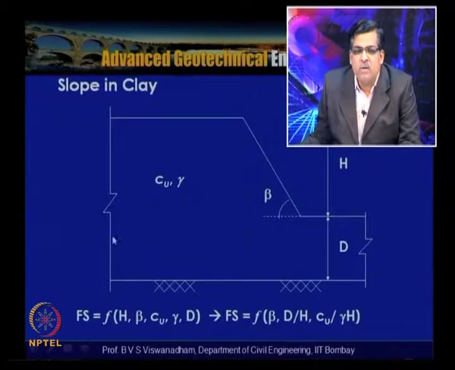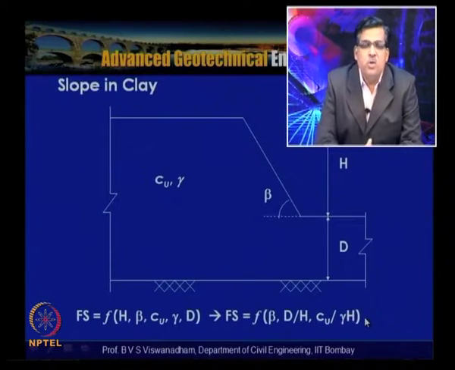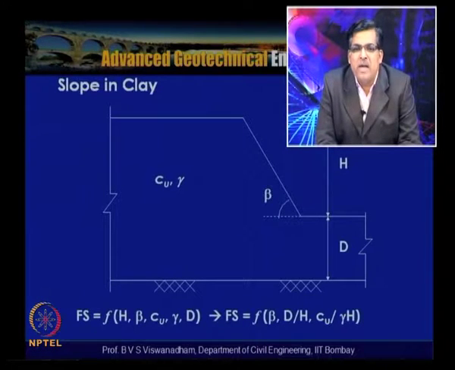So we know that the factor of safety is a function of h, beta, Cu, gamma, d. By using either Buckingham's pi theorem or Rayleigh's method, we can say that factor of safety is a function of beta, d by h and Cu by gamma h. Then we said that for similarity between model and prototype, each and every pi term has to be identical. So in the process we discussed that the Cu by gamma has to be reduced by 1 by n times if you are having a small scale model reduced by 1 by n times at normal gravity.